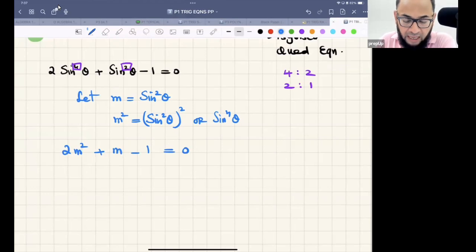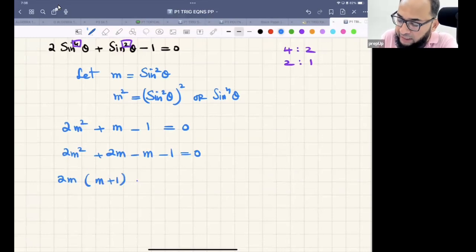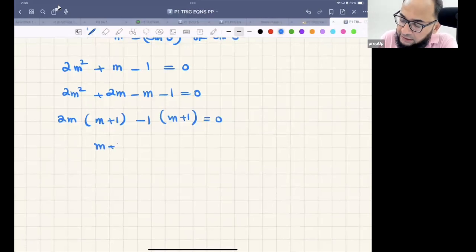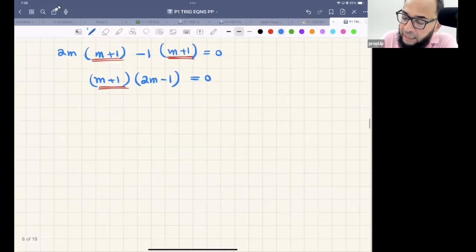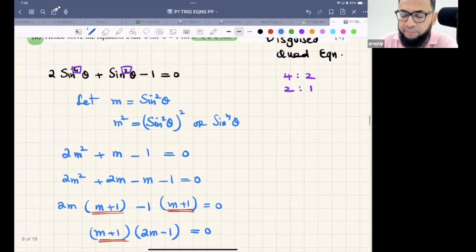Solve for m. When we solve for m, that is 2m square plus 2m minus m minus 1 equals 0. 2m common, m plus 1; minus 1 common, m plus 1, equals 0. Therefore, m plus 1 and 2m minus 1 equals 0. Therefore, m plus 1 equals 0, m is negative 1; 2m minus 1 equals 0, therefore m is positive half. I think that's pretty basic.